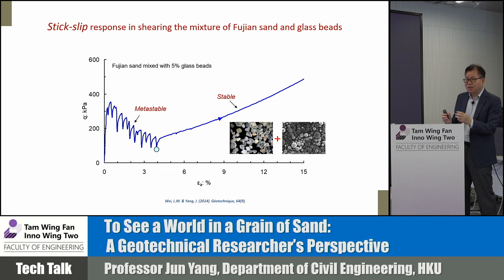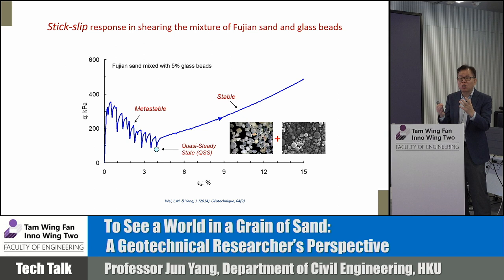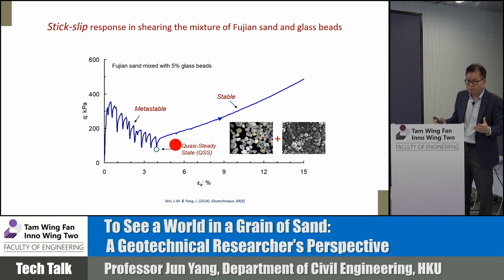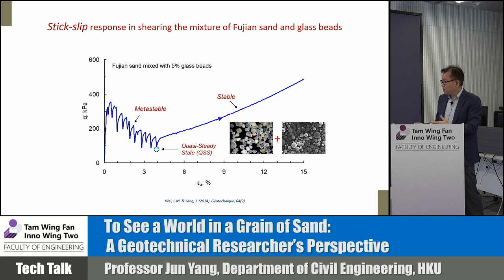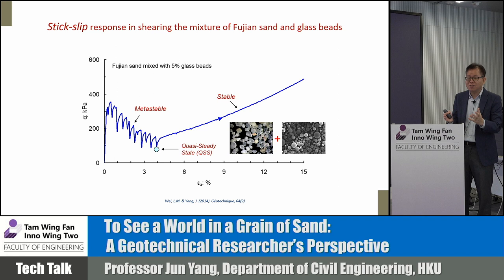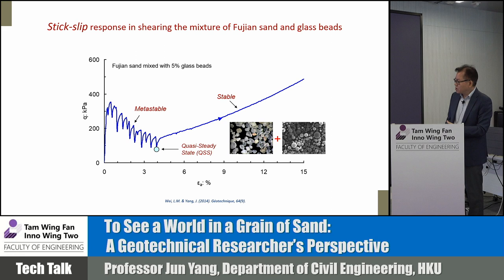In soil mechanics, there has been a concern about the quasi steady state, because people are always confused by this phenomenon. Why can a material that has already failed at this local minimum regain its capacity, and this capacity can be much larger than the initial peak strength? So the question is whether this behavior is real material behavior or a kind of testing error. Our study indicated that the quasi steady state is true material behavior, a transition state from metastable response to stable response.